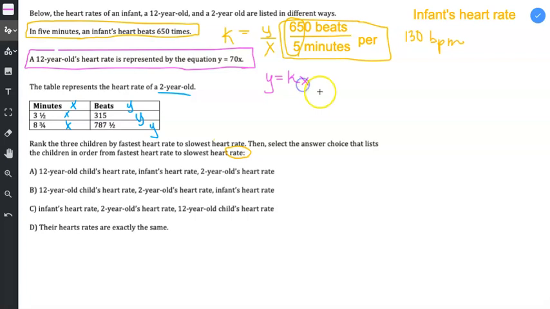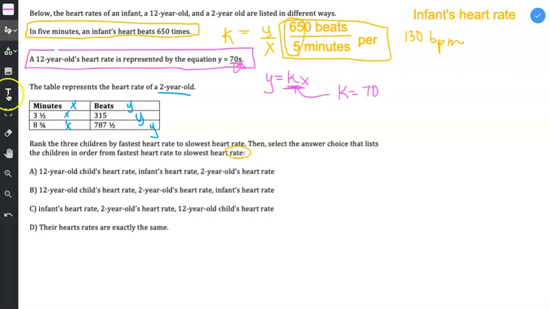y equals kx, where k is the unit rate. So this number that is being multiplied by the x is the unit rate. So let's look at what number is being multiplied by the x. Well, the 70 is being multiplied by the x. So our k, our unit rate is 70.